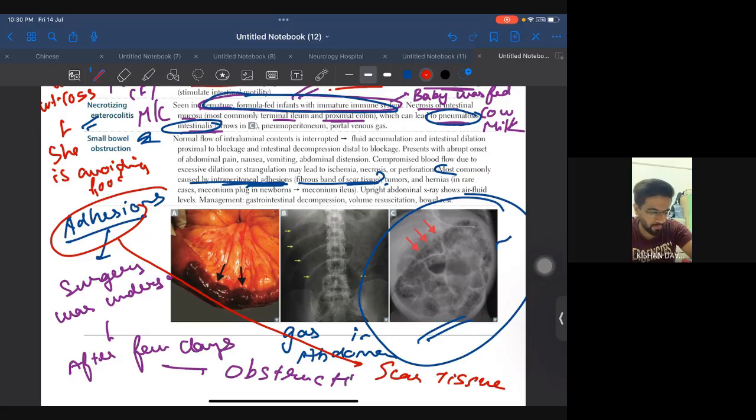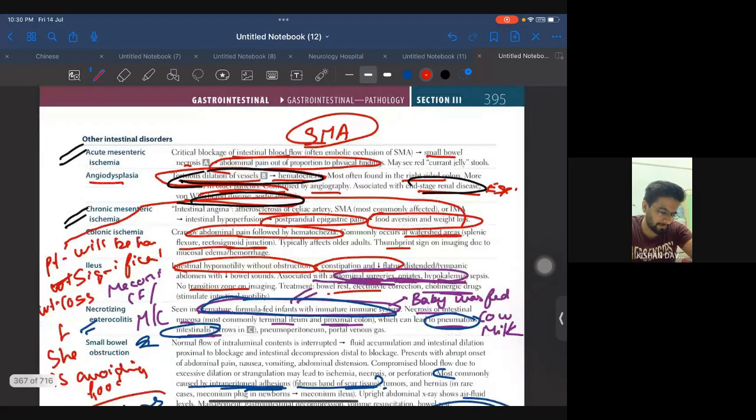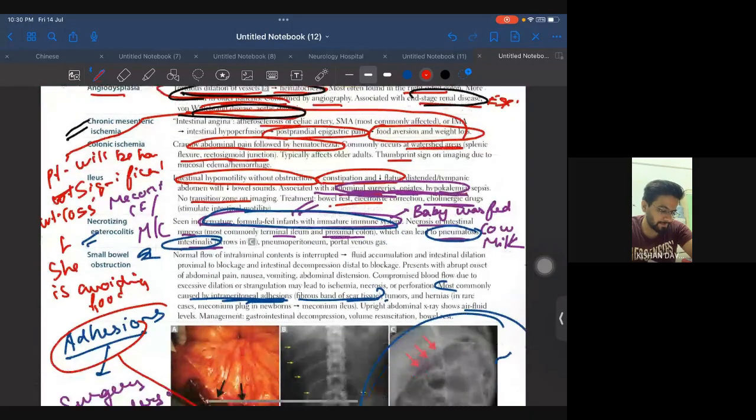One question was there in UWorld, and in this section you should focus on mesenteric ischemia, both acute and chronic. You should focus on ileus, and you should focus on necrotizing enterocolitis. Okay, that's it.